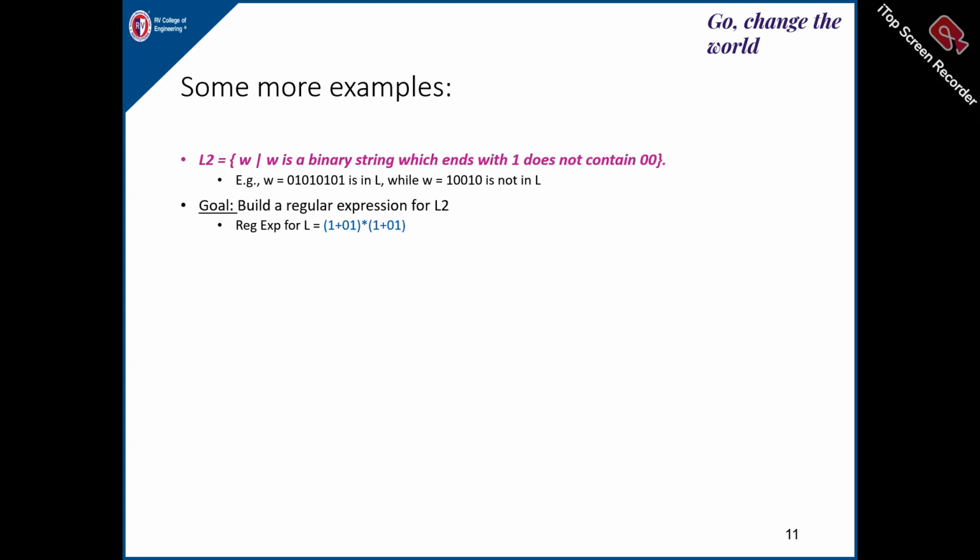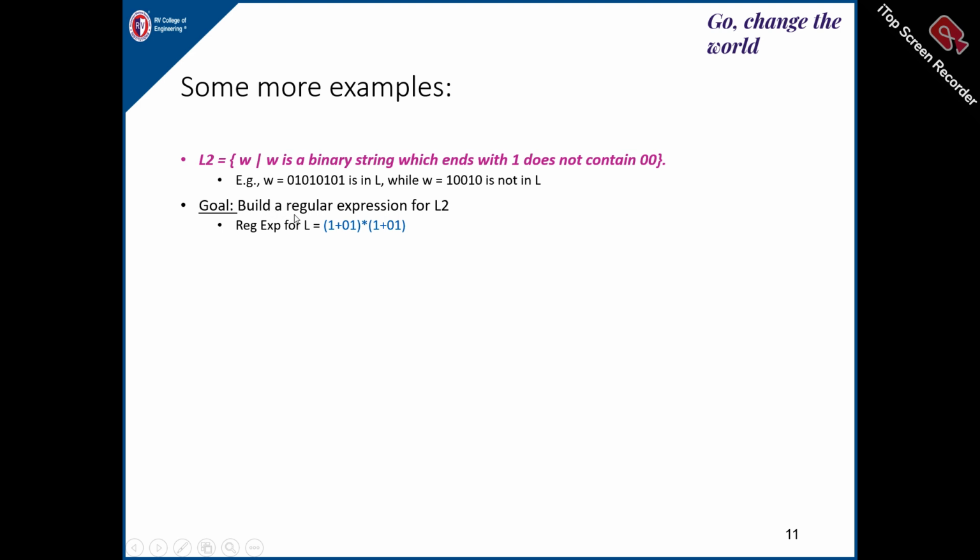Now suppose the example here is, if you see the string, it does not contain 00 and it ends with 1. So it means that it belongs to L. And suppose this is a string that does not end with 1, which is not true, and it is also containing 00. So both the conditions fail. If any one condition fails, that string does not belong to the language L.